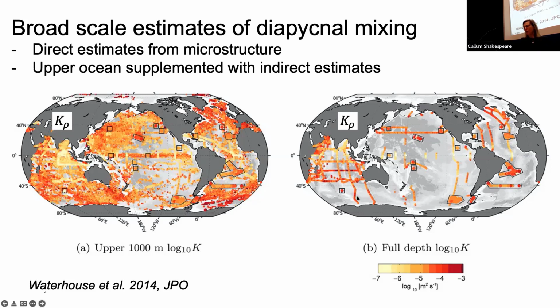And then if we go deeper, we're only able to use ship research voyage lines through the WOCE and GO-SHIP programs, and also some deep current meter moorings. So there's a lot of places where we could get more information if we were able to.